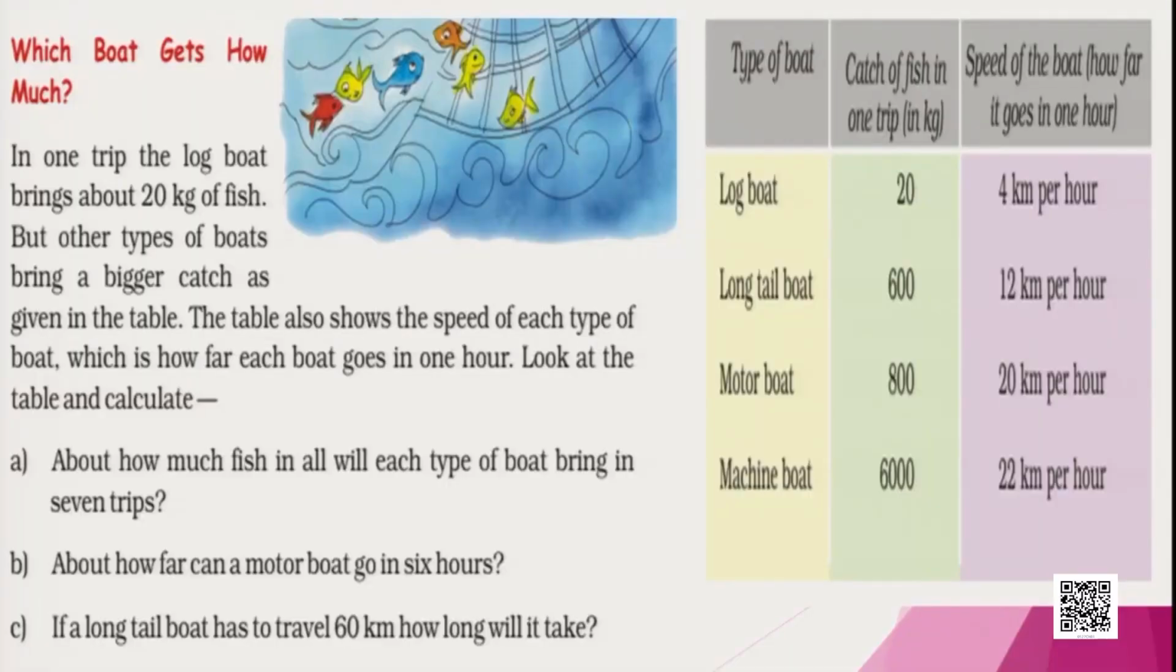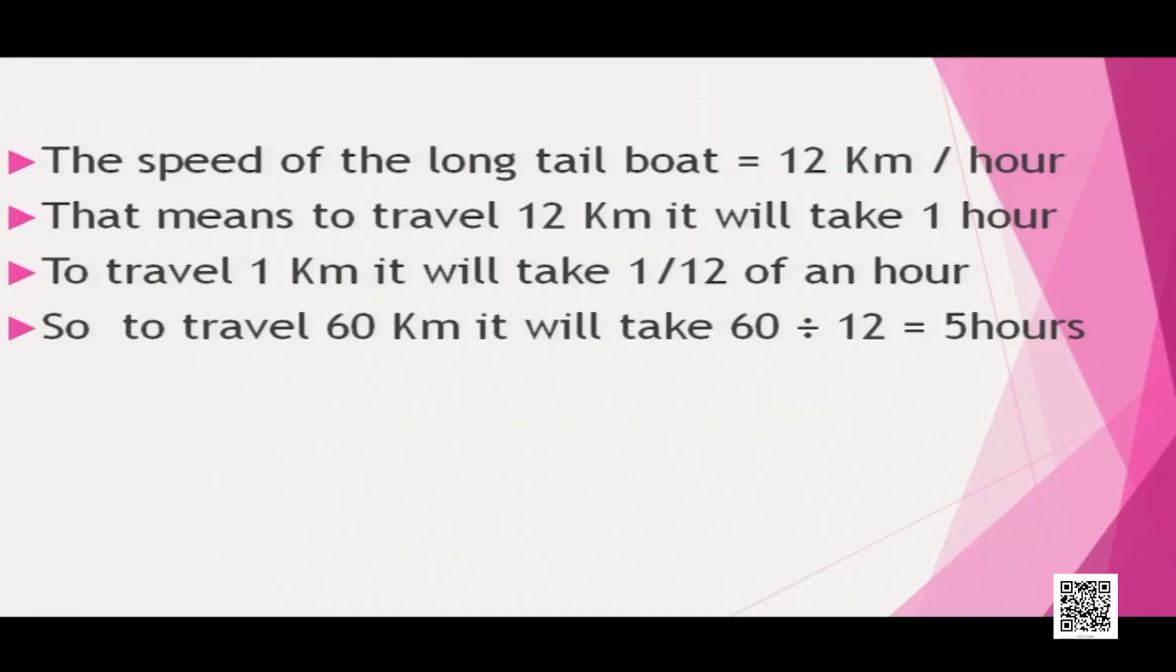For that, first we have to see the speed of the long tail boat. That means how much it will travel in 1 hour. The speed of the long tail boat is 12 km per hour. That means it can travel 12 km in 1 hour. So to travel 1 km, how much time will it take? 1/12 of an hour, because we have to divide by 12. Now to travel 60 km, it will take 60 divided by 12 is equals to 5 hours.